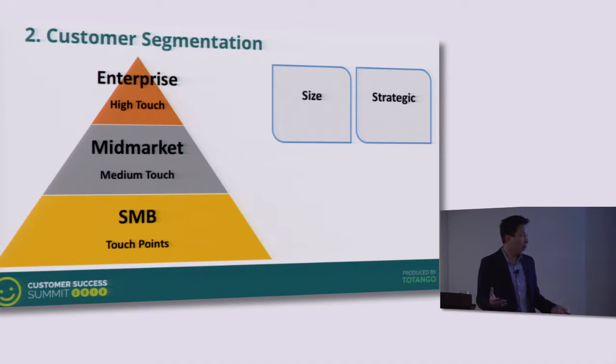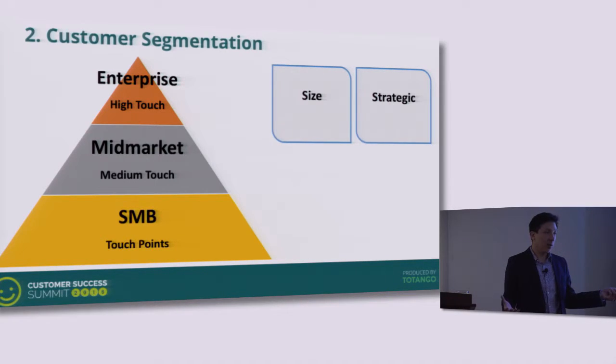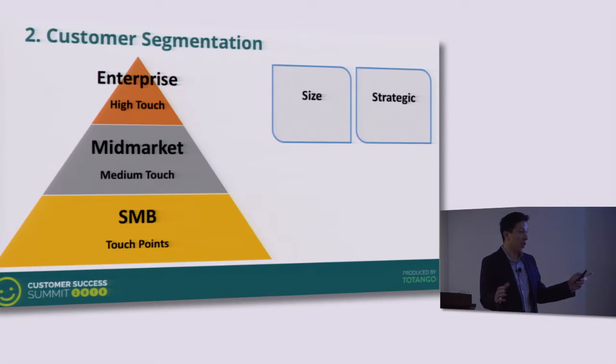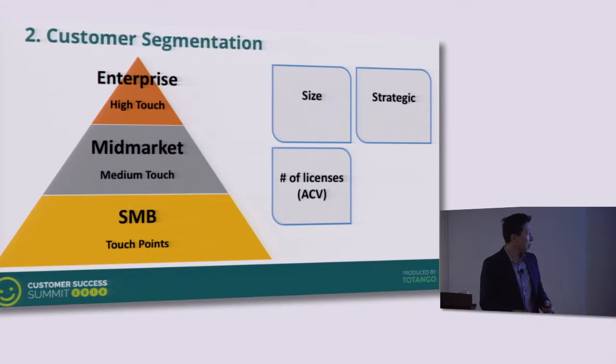So one of the first things we did when we segmented was we looked at company size. And then we evaluated if our customers are strategic in nature. For example, we have one particular customer, and they're a huge product company, but they only have 5 licenses with us. Because of who they are and where the account may go, we'll put them in that strategic nature. Number of licenses. Basically, it comes down to annual contract value.